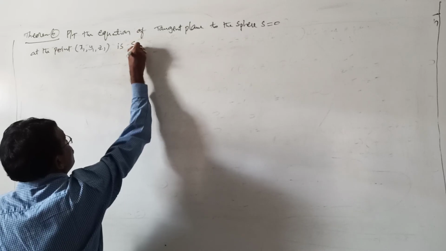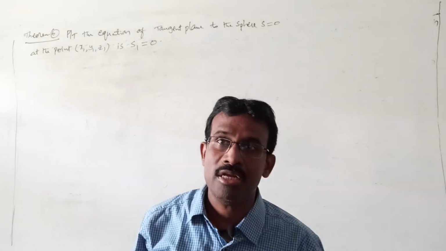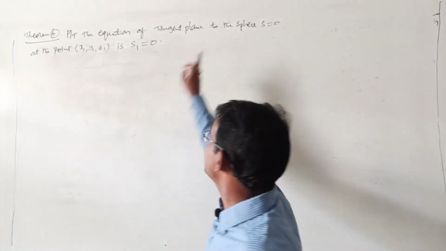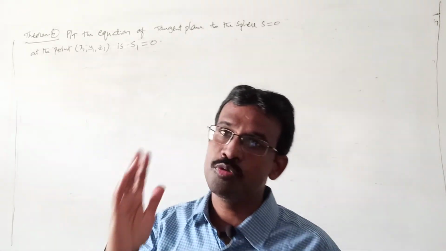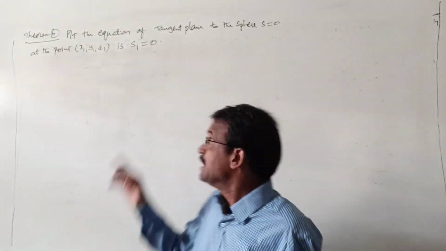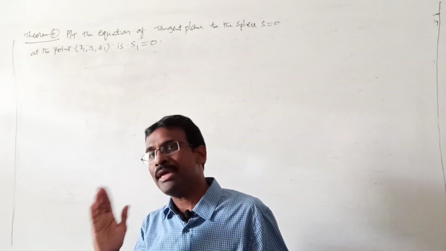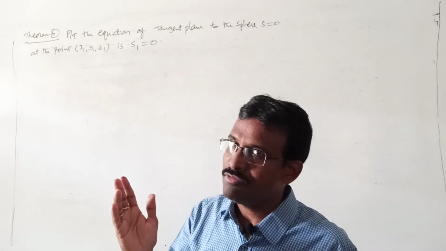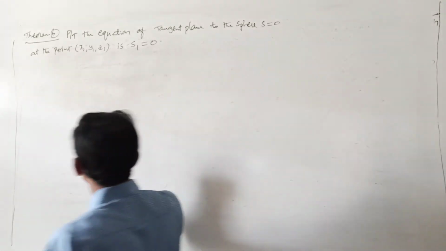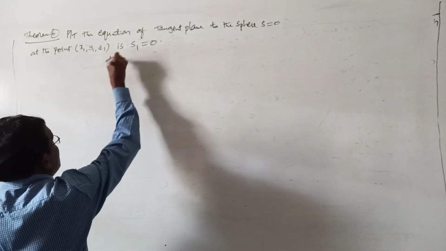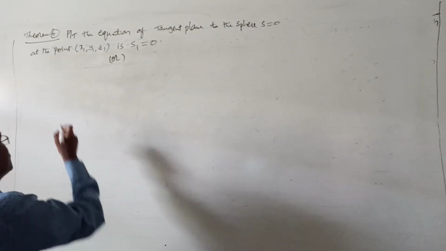S1 equals 0. In the notation, I have given what the S notation is and what the S1 notation is. S means our regular sphere, x squared plus y squared plus z squared plus 2ux plus 2vy plus 2wz plus d. S1 means x x1 plus y y1 plus z z1 plus u into (x plus x1) plus v into (y plus y1) plus w into (z plus z1) plus d equals 0. Otherwise, the same statement you can write in the expanded form also, using S and S1.